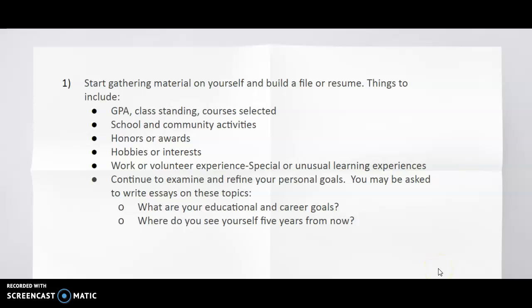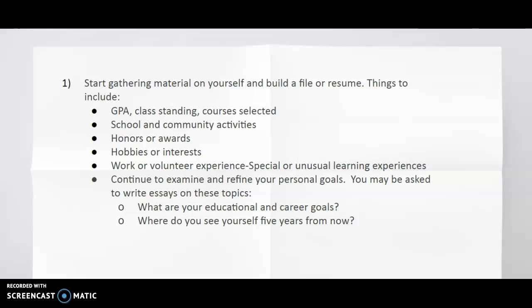All right, so number 1, start gathering material on yourself and build a file or a resume. The things that you want to include would be some of the things that are listed here: your GPA, your class standing, your courses selected. These would be especially important for a couple of reasons. If you want to show rigor, like you're in an AP class or a dual credit class, that's why you might want to bring up the courses selected.